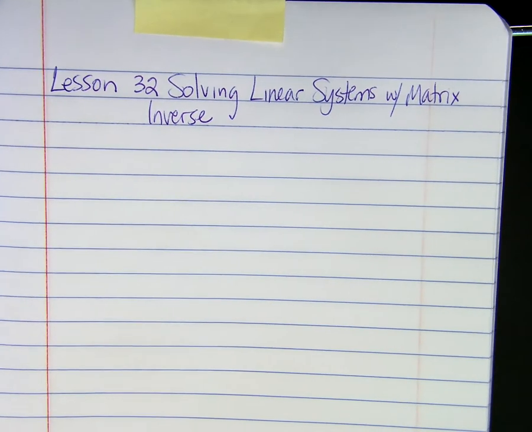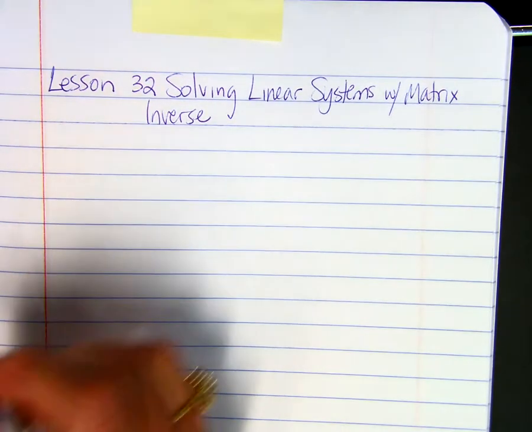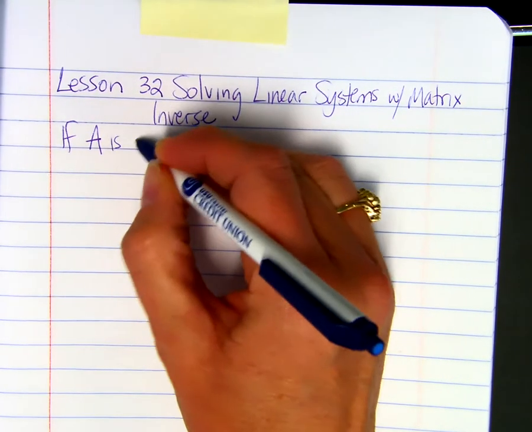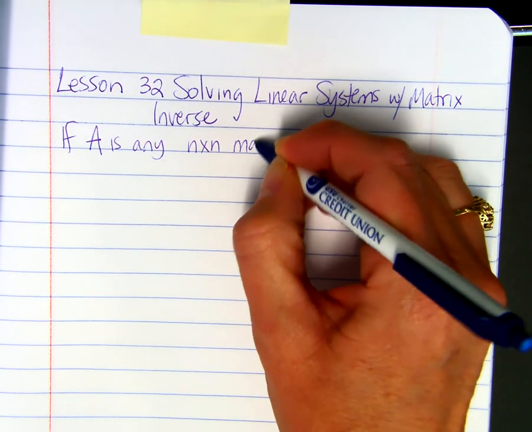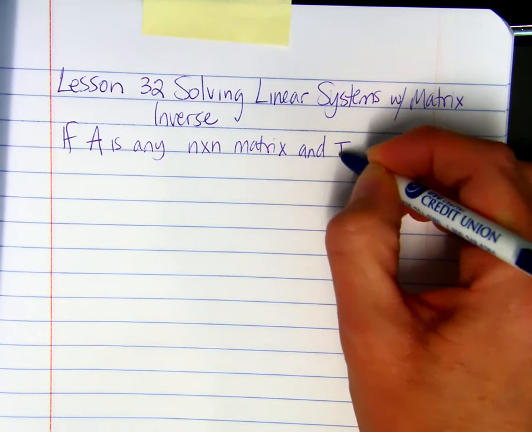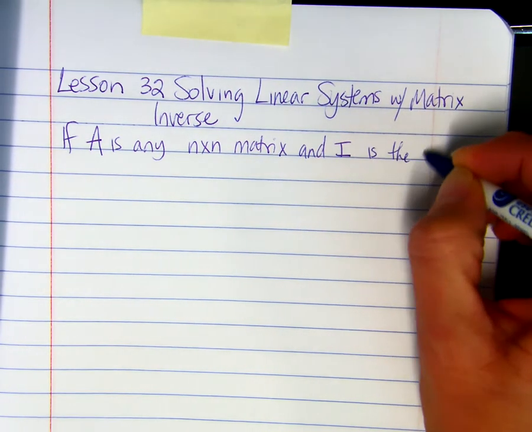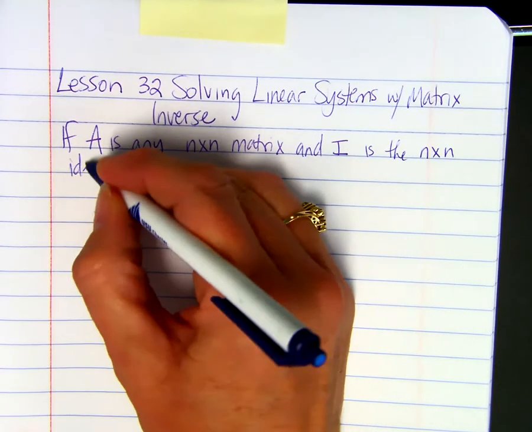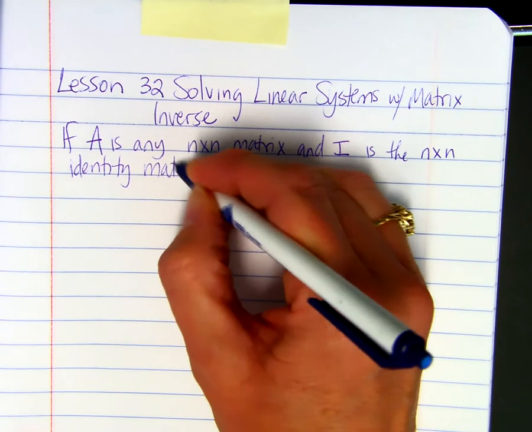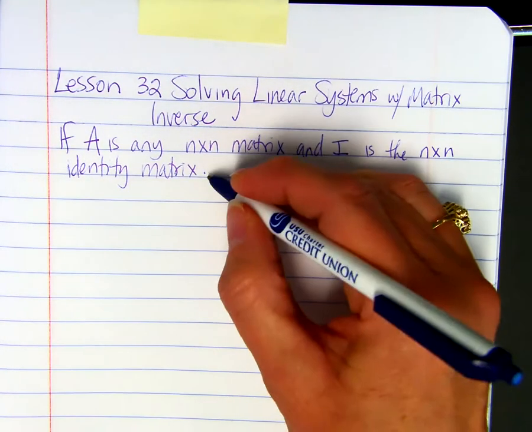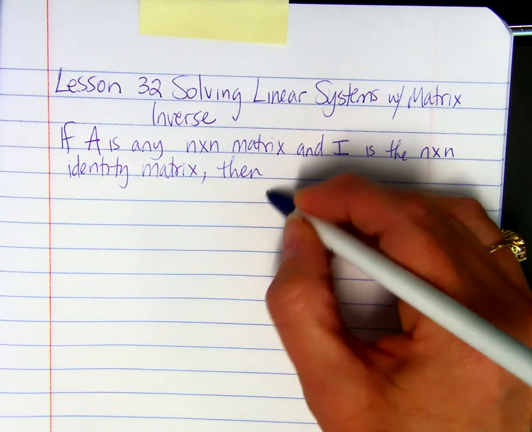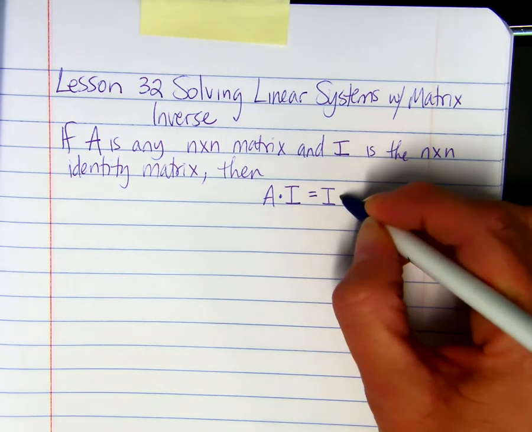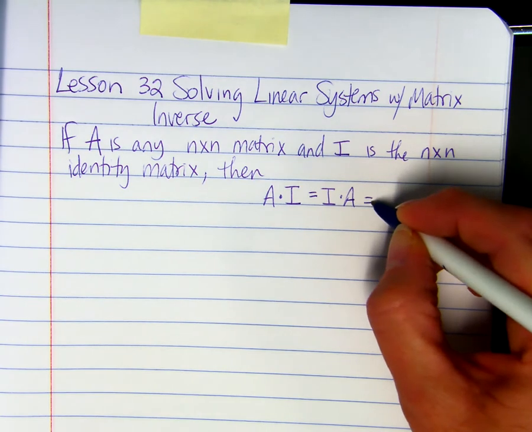Okay, if A is any n by n matrix, so it's a square matrix, and I is the n by n identity matrix, which means it's the same size as A, then the matrix A times the identity matrix is going to equal the identity matrix times A, which is going to equal A.